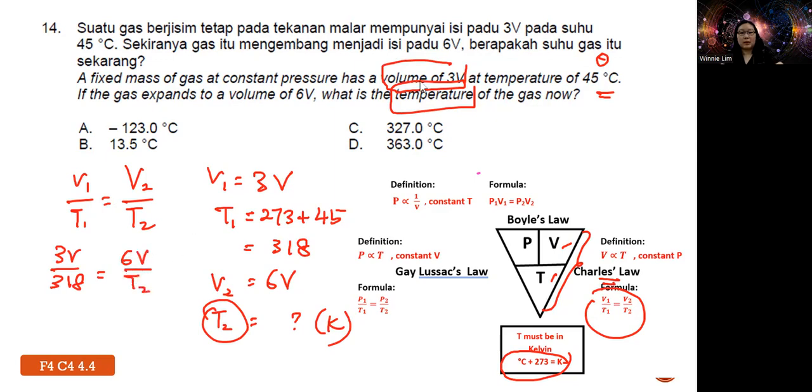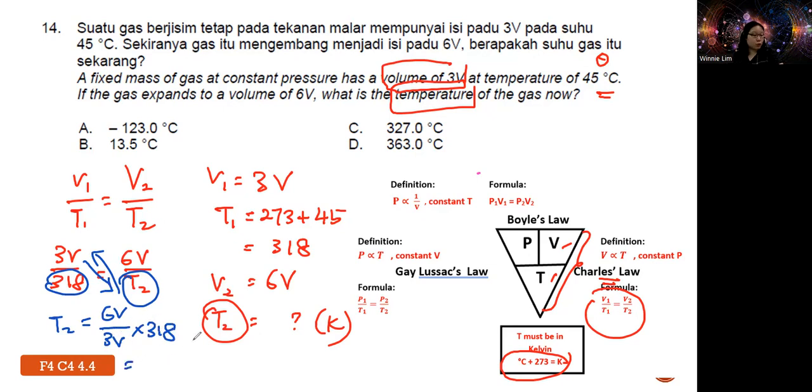And we want to find T2. Sometimes if the unknown is at the bottom, some students who don't like math will get a bit confused. So what you do, you bring this T2 up, you interchange. Then the 3V goes down, so that means 6V divided by 3V. Then you see 318 is at the bottom, so when we bring it up, it's actually multiplied with 318. Then it becomes 2 times 318.